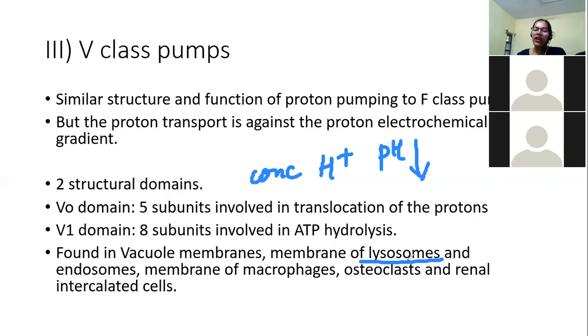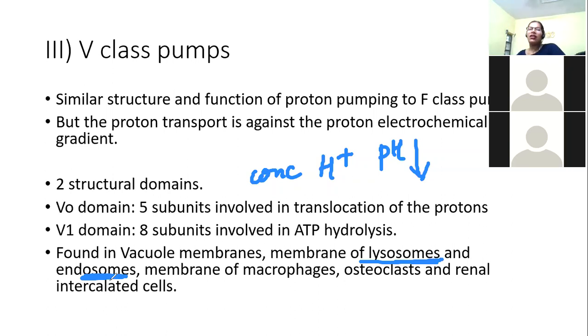Now, in the case of lysosomes and endosomes, if nobody knows what endosomes are, it's the early stage of lysosomes. Many enzymes remain inactive at cellular pH, that is around 7.2 to 7.4. So at that physiological pH, the enzymes are inactive.